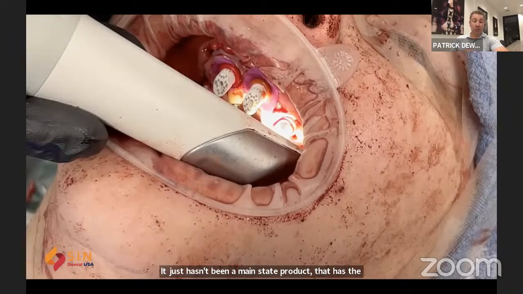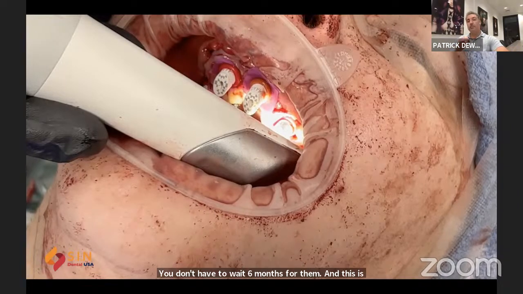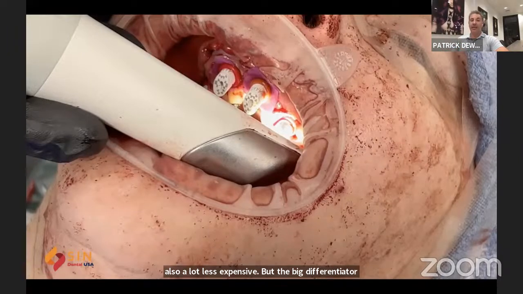iCam has historically been the more popular one, but this makes it a lot simpler. These are in stock. You don't have to wait 6 months for them. And this is also a lot less expensive. But the big differentiator is the accuracy, but then on top of it, the same scan body for both photogrammetry and soft tissue scanning. So we just leave them in place and you can suture up around them.